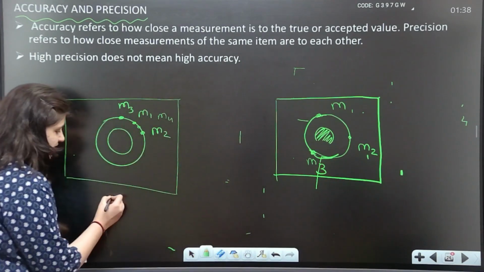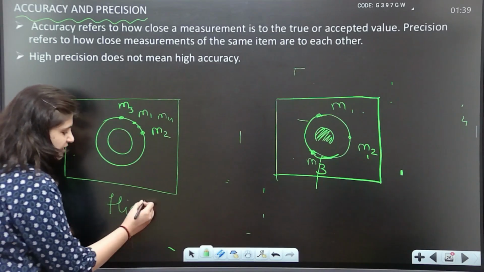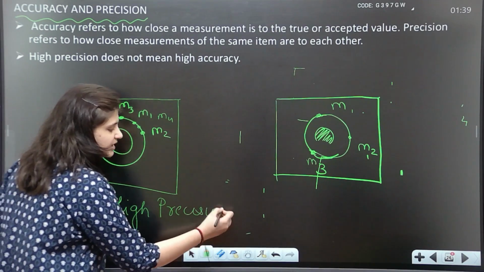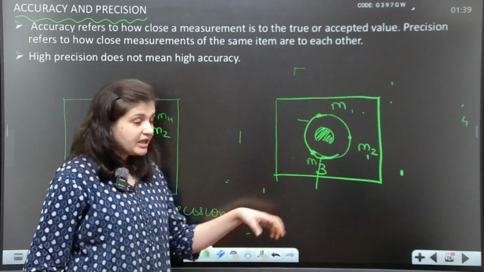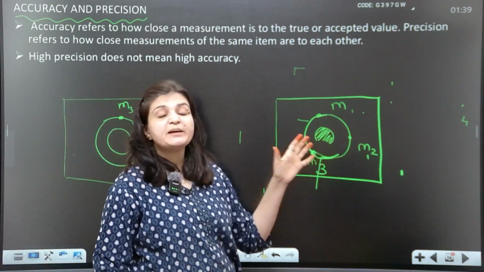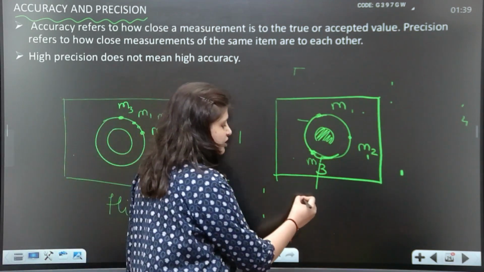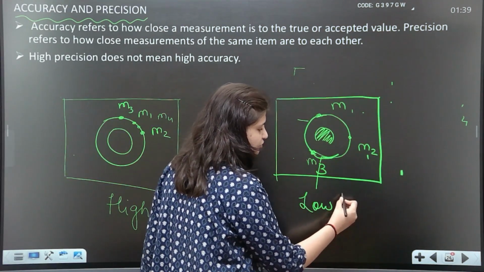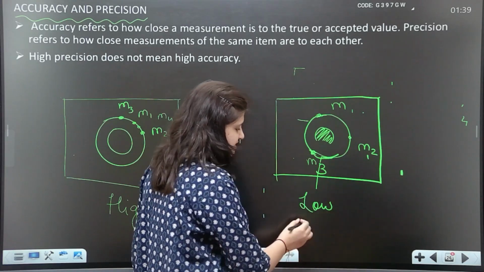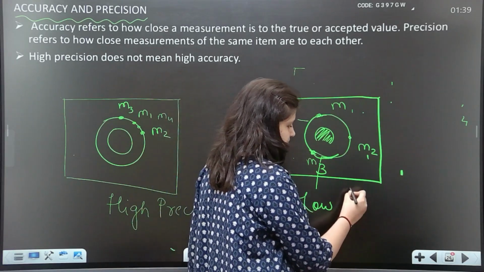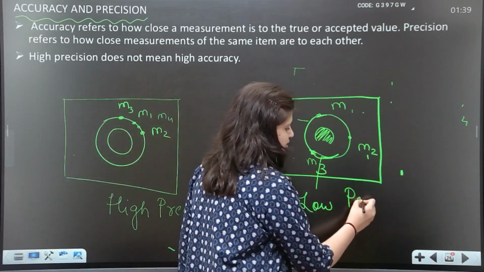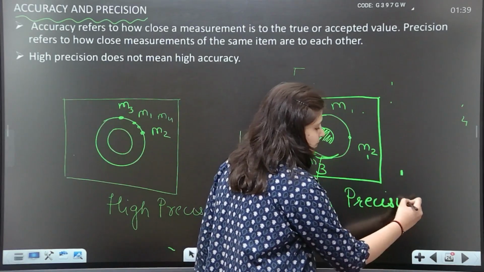In this case, this is a case of high precision because all the experimental values are near each other. But in this case, all the experimental values are far away from each other, so we call it low precision. This is called low precision.